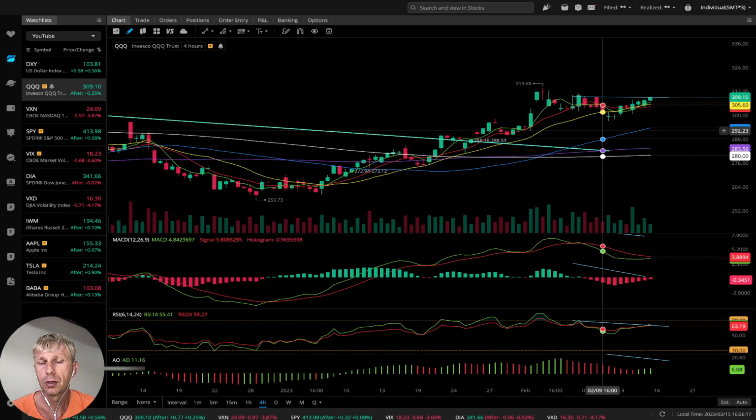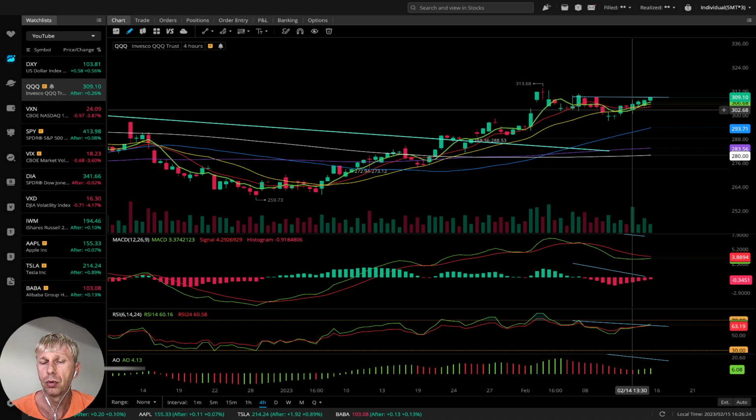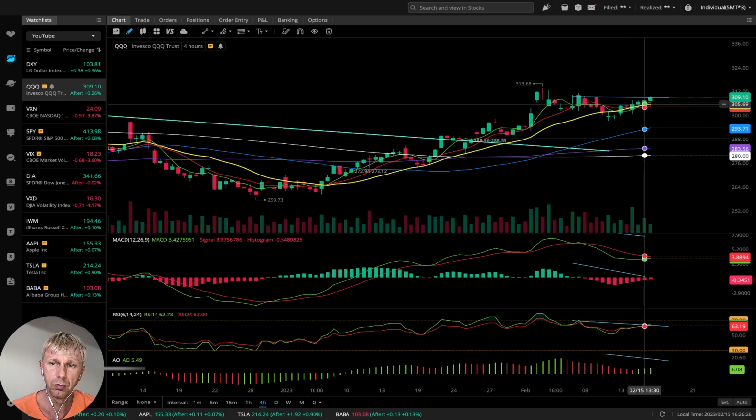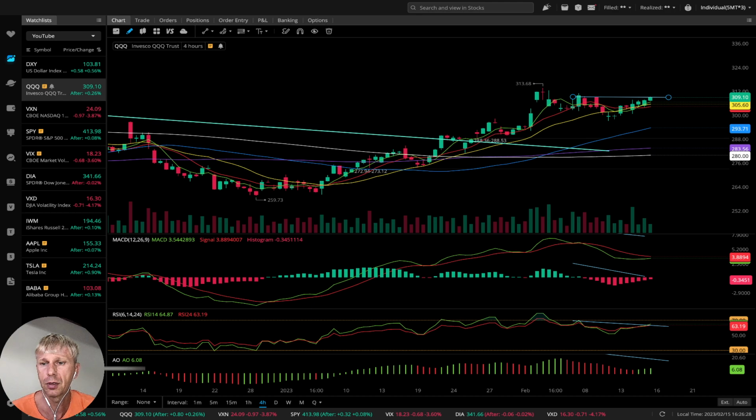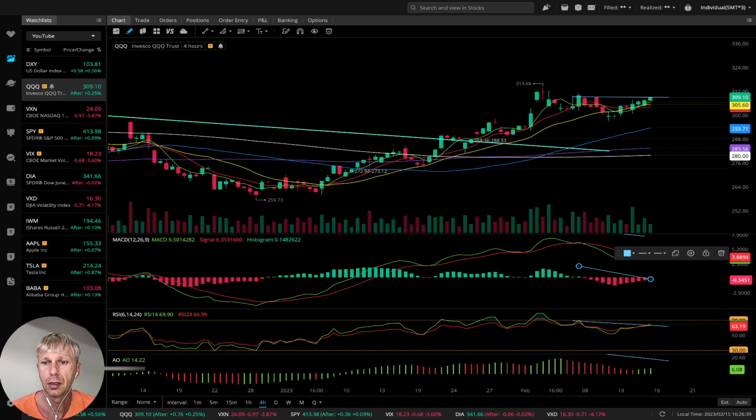4 hours, similar story. Price action is an uptrend. MA5 did a bullish crossover over 10 and 20. It's a bullish signal on 4 hours. But MACD didn't make a new high. MACD still has bearish divergences on the MACD histogram, right?